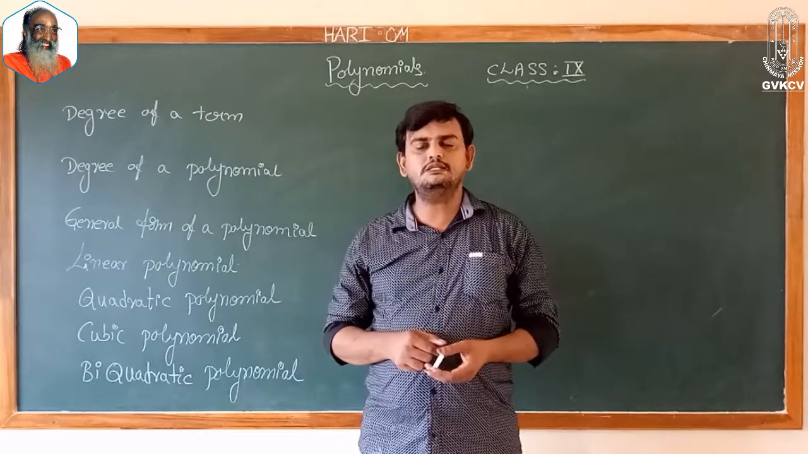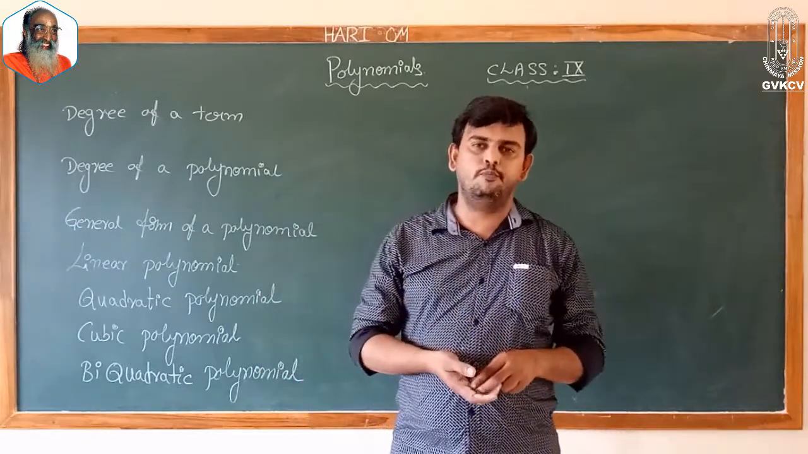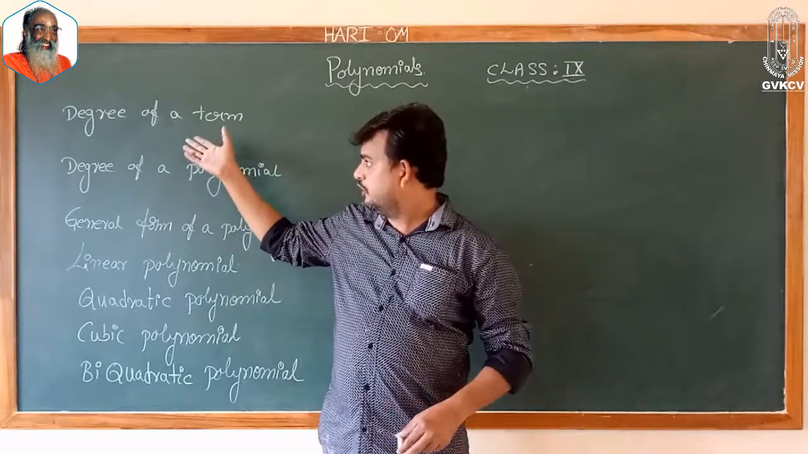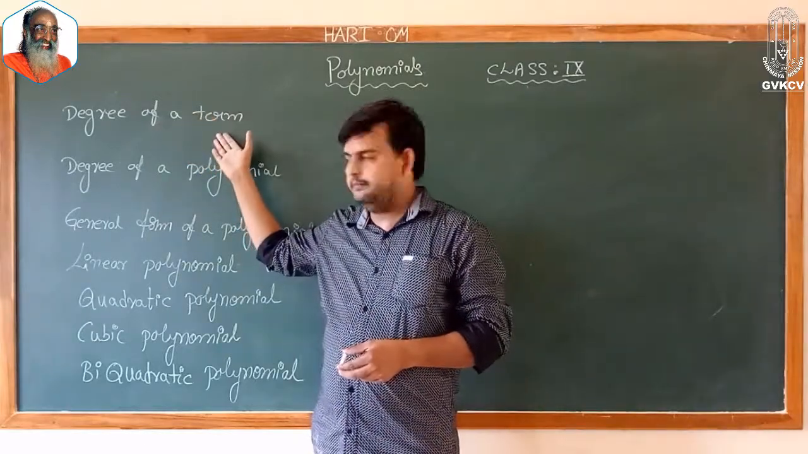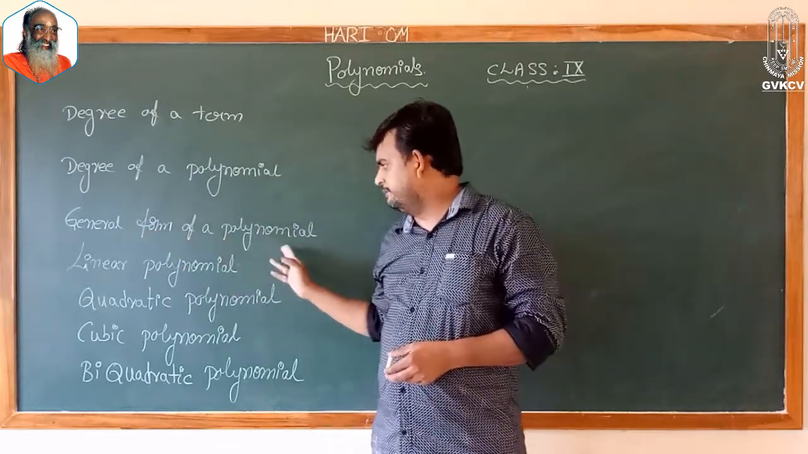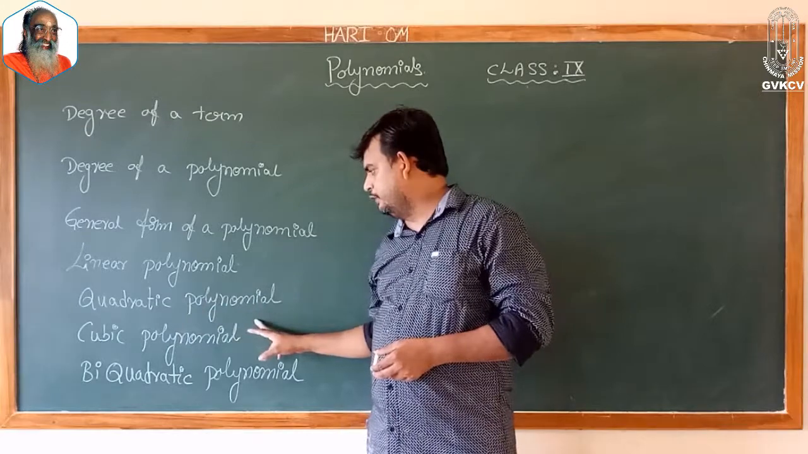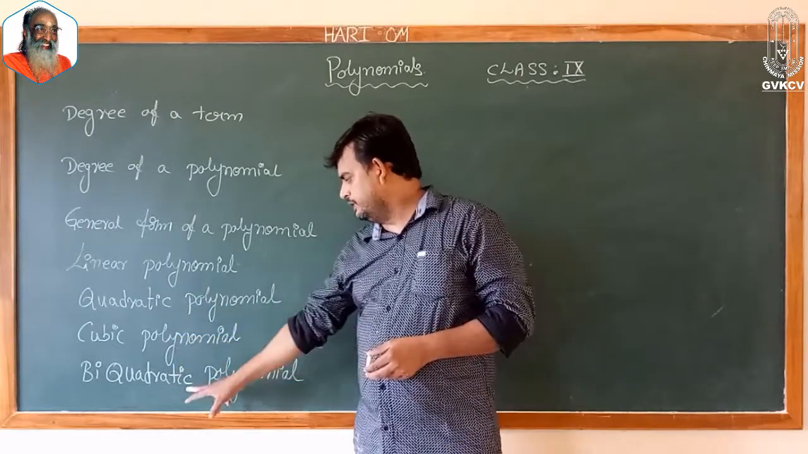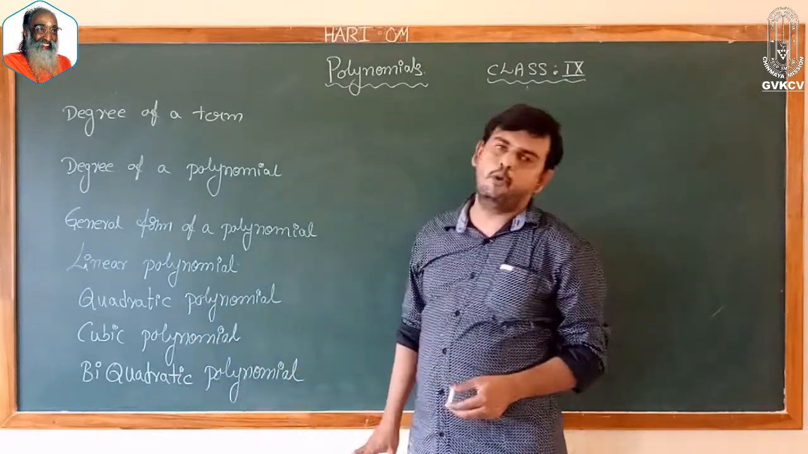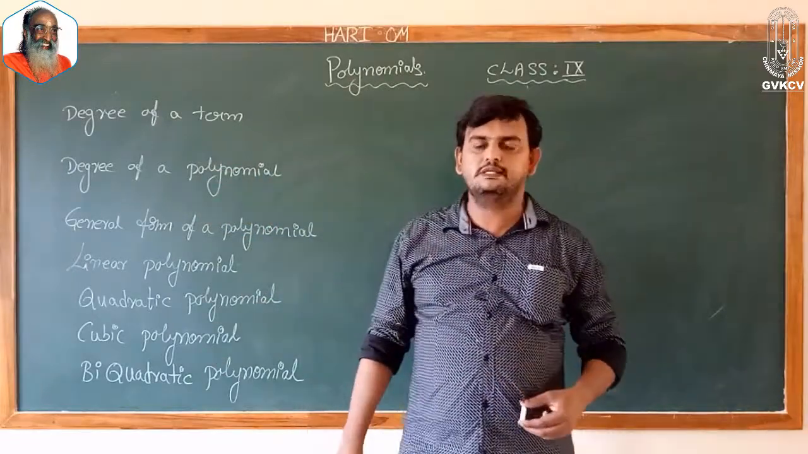Now today in this class we are going to discuss other concepts of polynomials. They are called degree of a term, degree of a polynomial, general form of a polynomial, linear polynomial, quadratic polynomial, cubic polynomial, biquadratic polynomial. These are the concepts we are going to discuss today.